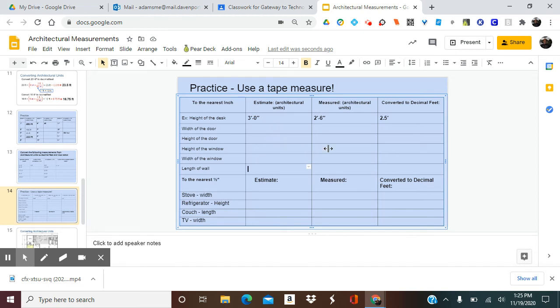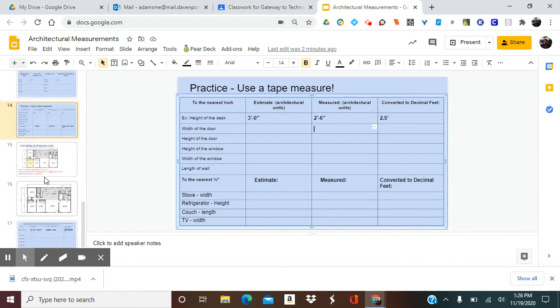Okay, and once you have that done, then get your tape measure out and actually measure. Okay, you may need some help. Maybe you have a sibling or a parent that can help you out. So get a tape measure and actually measure those, the width of the door, the height of the door. Once you have that done, then you're going to convert those numbers to your decimal feet. So 2 feet 6 inches is the same as 2.5 feet. All right, so that's good practice. That's what I want you to do between now and Tuesday.